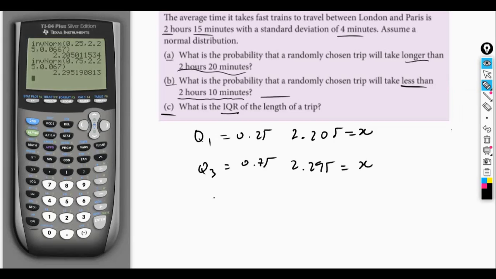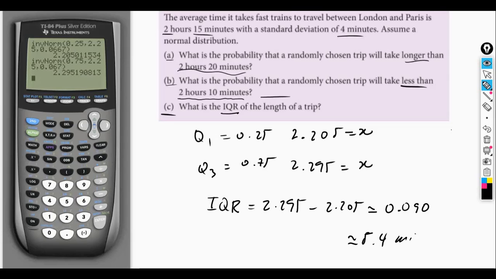So that means that the IQR is going to be the difference between these two x values. So 2.295 minus 2.205, and then we are going to get that this is approximately 0.090 of an hour. And if we multiply this by 60, we're going to get that it's approximately 5.4 minutes.